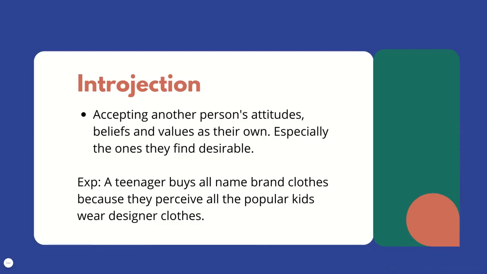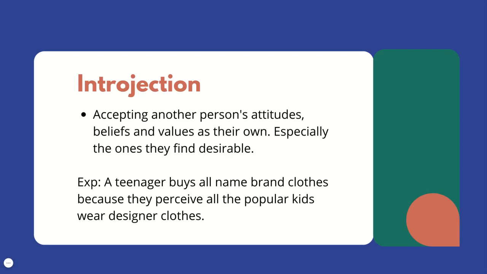Introjection. Accepting another person's attitudes, beliefs, and values as their own, especially the ones that they find desirable. This is very common amongst adolescents, right? They want to be just like their friends. They want to fit in. So my example here is a teenager buys all name brand clothes because they perceive all the popular kids wear designer clothes. I want to be a popular kid. I want to have their values and beliefs as my own.